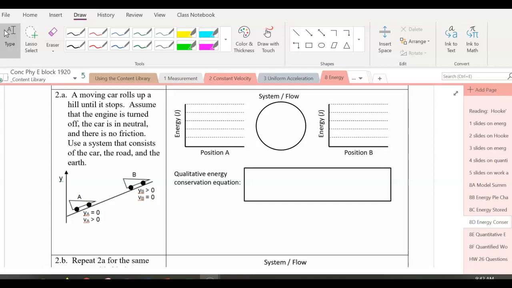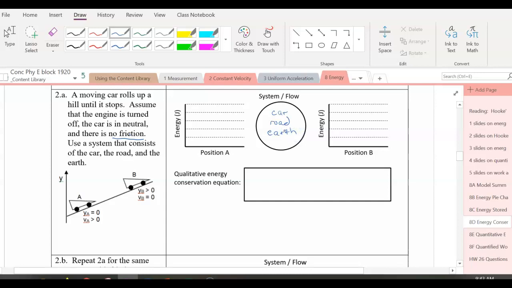The car's engine is turned off, so there is no power. The only reason the car is moving is because it had attained a fast speed and it hasn't slowed down to a stop yet. And it's telling us that there's no friction. So no friction and there's no power on the car. And it tells us to consider a system that has the car, the road, and the earth.